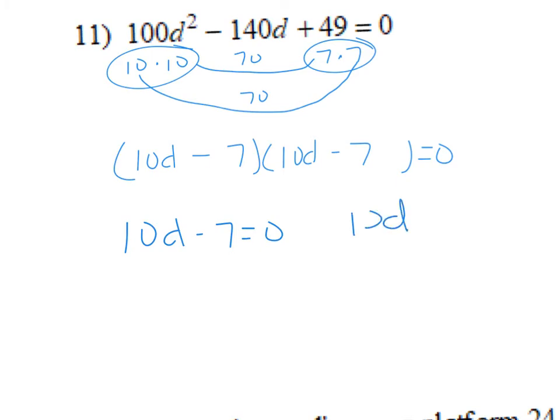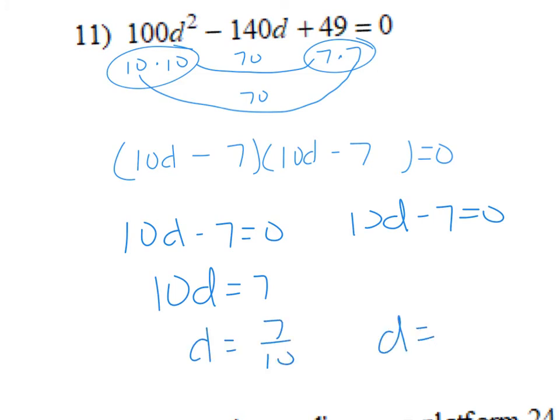Now again, since these are the same factors, you're going to get the same answer twice. I don't care if you just write down one of them or if you write it down twice, it's up to you. I'm going to start by adding the 7 over and get 10D equals 7. Then I'm going to divide and get D equals 7/10. So again, over here you would get 7/10 as well. And those would be your answers.